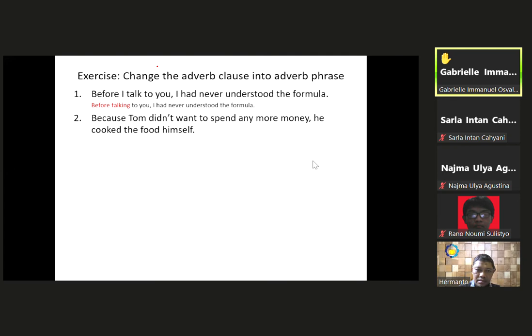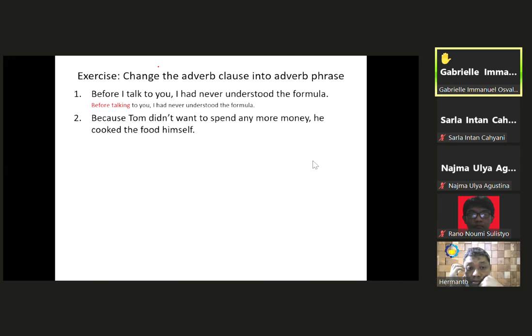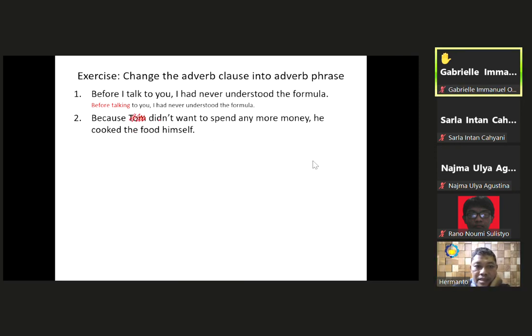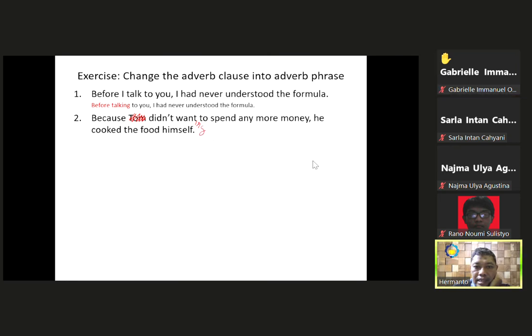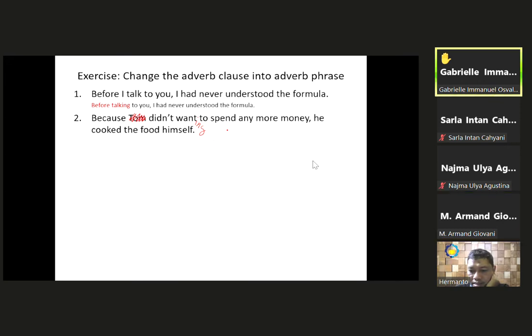Because wanting to spend any more money, Tom cooked the food himself. Okay, Gabriel, once again. Because didn't wanting to spend any more money, he cooked the food himself. Okay, from your answer, you just remove Tom and you change want into wanting. Is it your answer? Because not wanting to spend any more money, he cooked the food himself.